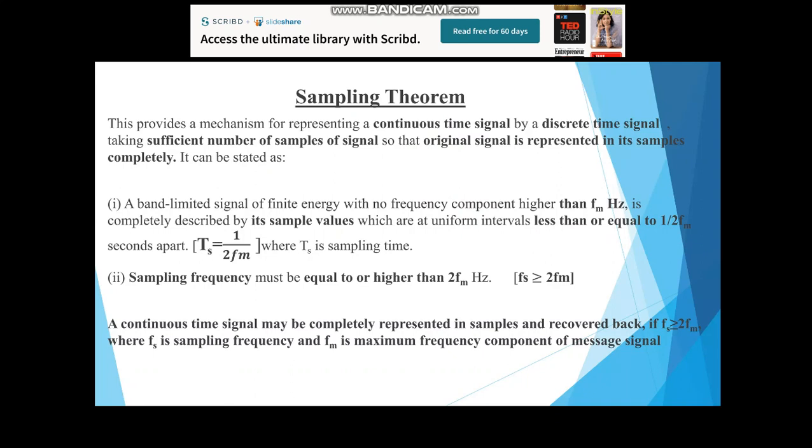Sampling frequency must be equal to or higher than 2fm Hz. A continuous-time signal may be completely represented in samples and recovered back if Fs is greater than 2fm, where Fs is the sampling frequency and fm is the maximum frequency component of the message signal.